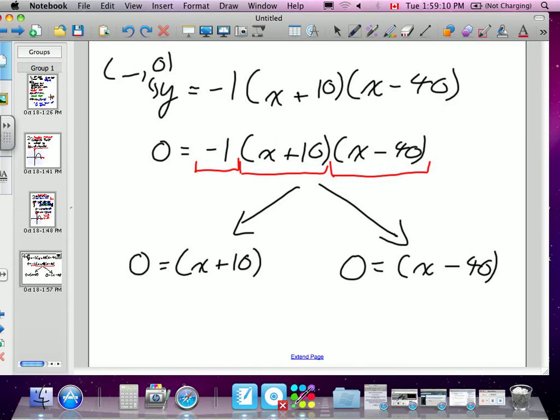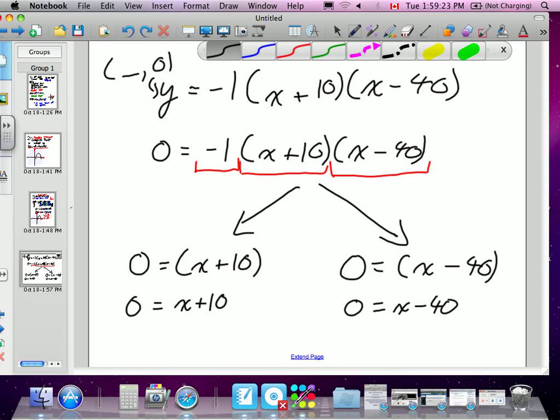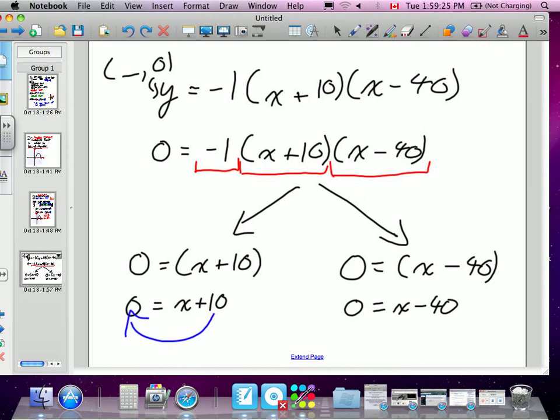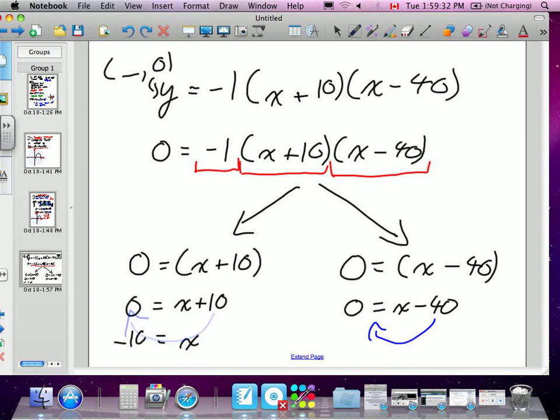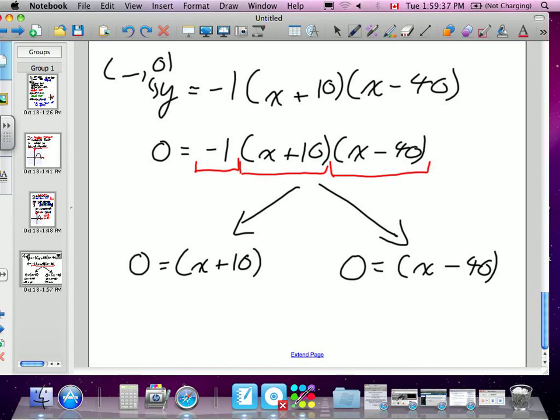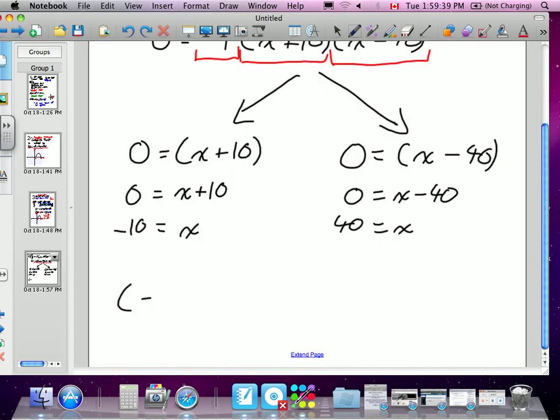So I'm going to drop the brackets. I get 0 is equal to x plus 10, 0 is equal to x minus 40. And I'm going to move 40 and 10 to the other side, so x is by itself. So in this case, I'm going to get x is equal to negative 10, and x is equal to positive 40. So my 2 x-intercepts are at negative 10, 0, that's one of them, and the other one is 40, 0, okay?